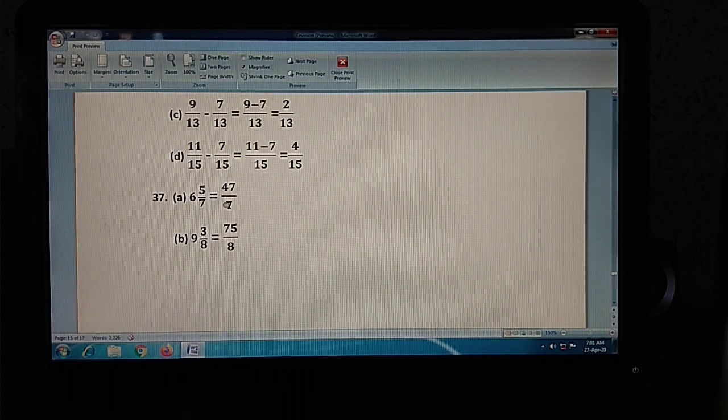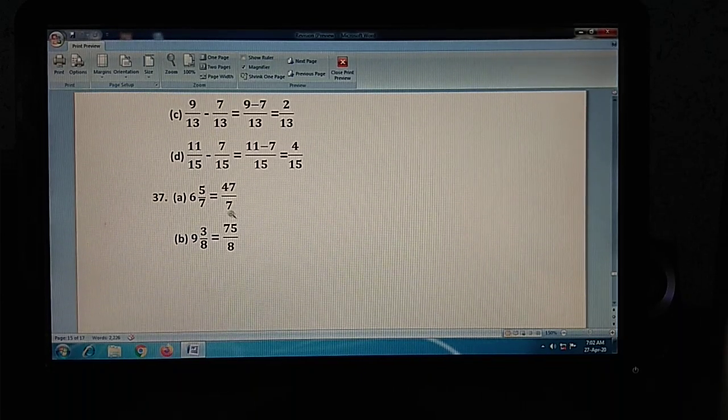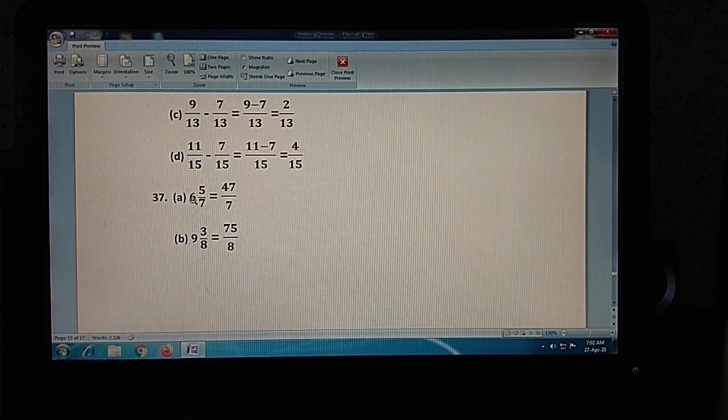Now this, you have to convert to the fraction. This is a mixed fraction, so you have to convert it into an improper fraction. This is an improper fraction and this is a mixed fraction. So how did I get this? 7 into 6, 42. 42 plus 5, 47 by 7. In this way, we can get the other numbers as well.